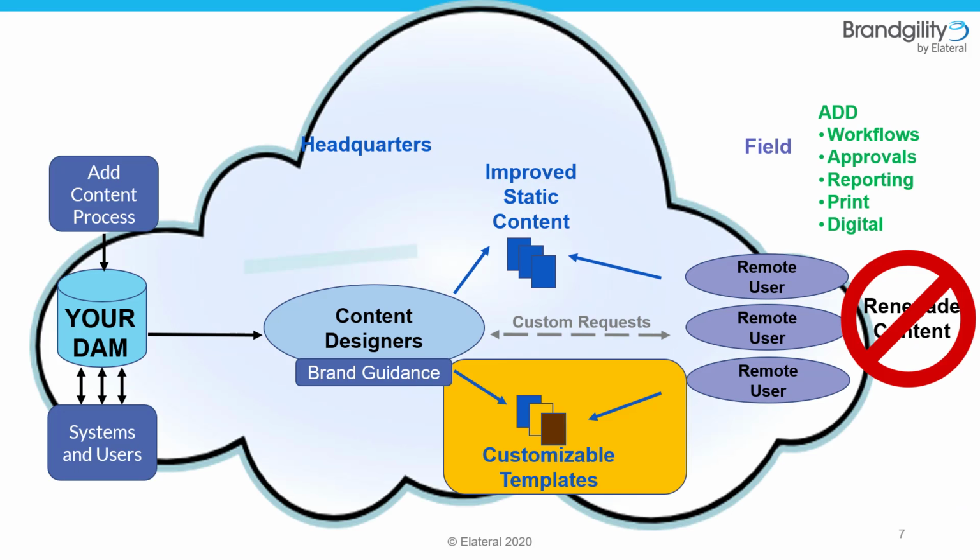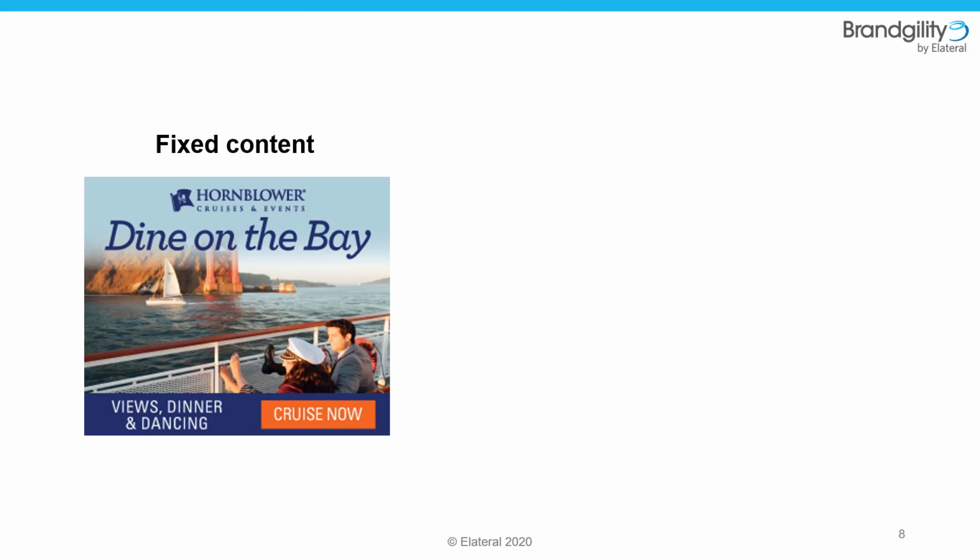We solve that with a closed system that encompasses the DAM and its assets and the content creation and the customization of that content by end users. This way, we eliminate renegade content by giving users the ability to, within a controlled format, customize as needed. And we add workflows, approvals, reporting to cover print and digital outputs that you wouldn't get with content that's being created by users. And it can make you smarter about what you're doing with your assets in the DAM.